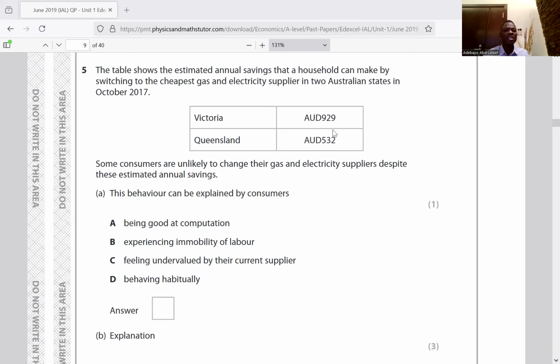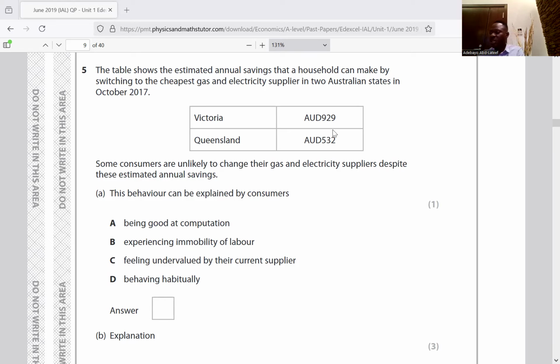So it's not B. C, feeling undervalued by their current supplier. If they are feeling undervalued by their current supplier, they would have switched immediately because customers are king. If they don't feel valued, they would move. So it's not C. D, behaving habitually. This is habitual behavior, and such habitual behavior is an irrationality.